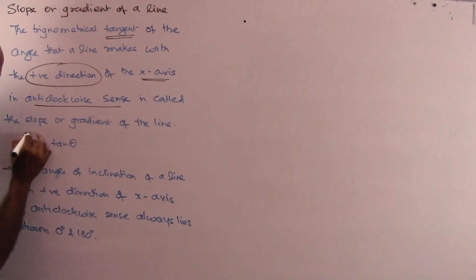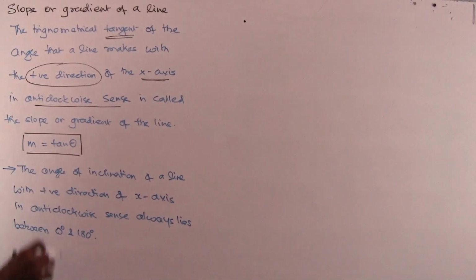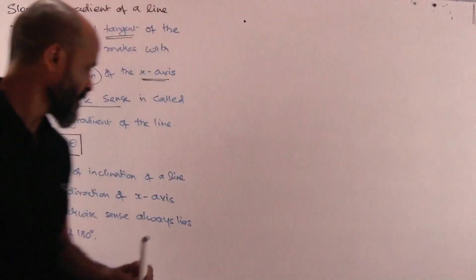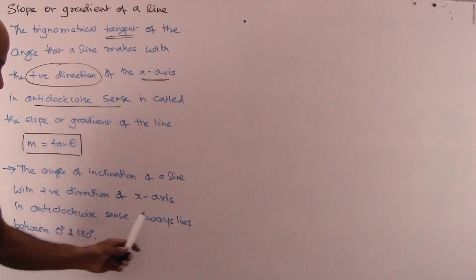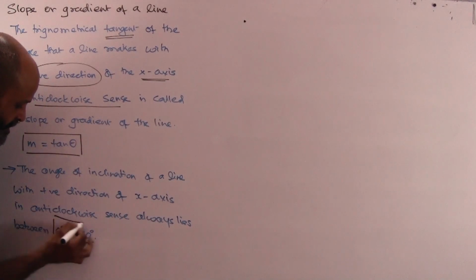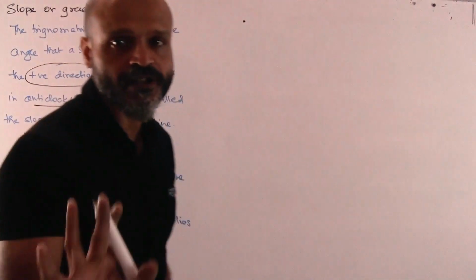So, what is basically slope? Slope is nothing but m is equal to tan theta. The angle of inclination of a line with the positive direction of the x axis in anti-clockwise sense always lies between 0 and 180 degrees. See, the angle of inclination will always be between 0 and 180 degrees. The slope can be negative, positive, whatever.